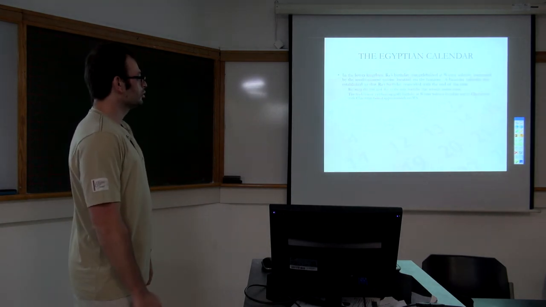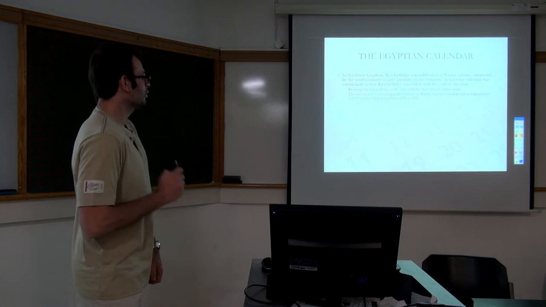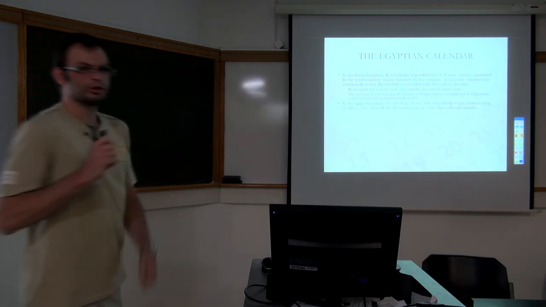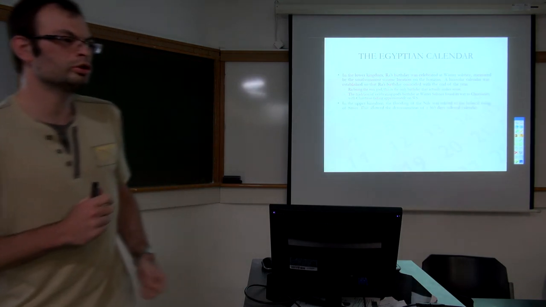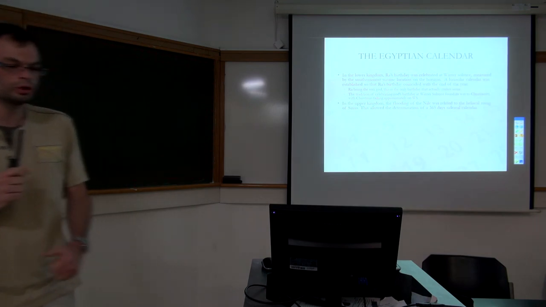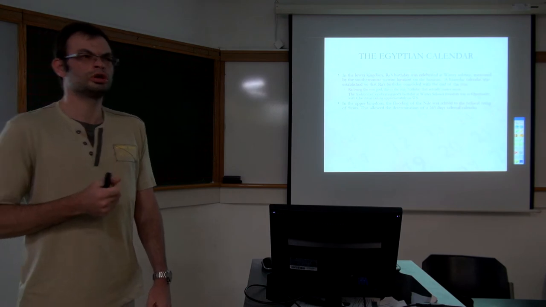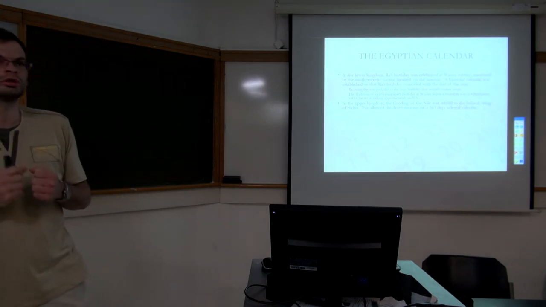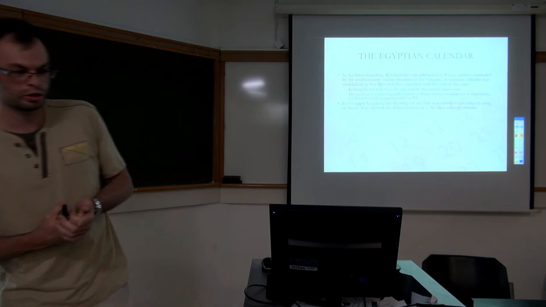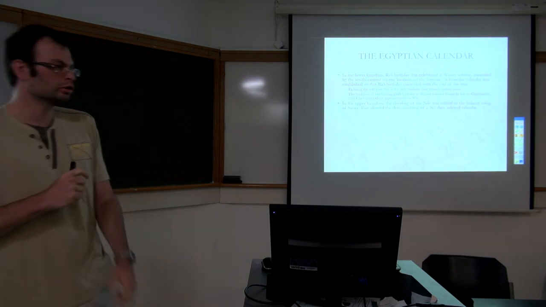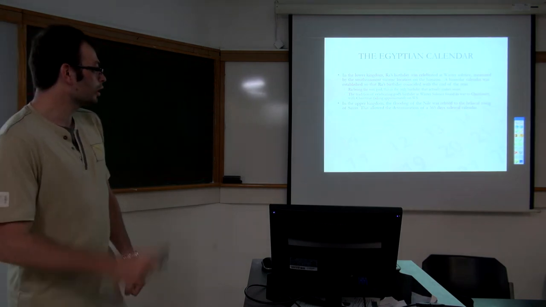The ancient Egyptian calendar. Well, let me just tell you that they had two calendars for the two parts of Egypt. One was looking at Sirius, because they noted that Sirius rises over the horizon just when the Nile Delta is flooding, and so that was a great point to mark the new year.